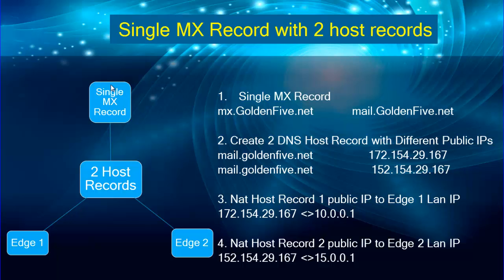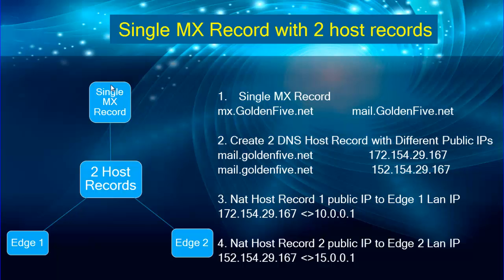which is mx.golden5.net and pointing to mail.golden5.net, and you created 2 DNS entries with the same name but different IPs. Yes, this is possible. You cannot create the same name and the same IP again and again, or a different name and the same IP. I believe that's not possible. But the same name and different IPs is possible in DNS.